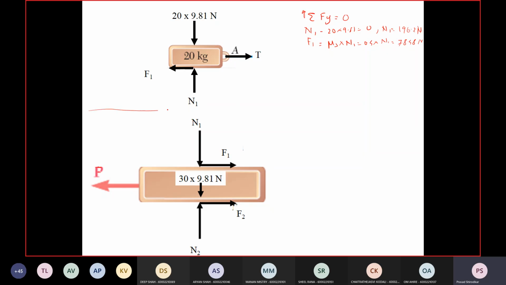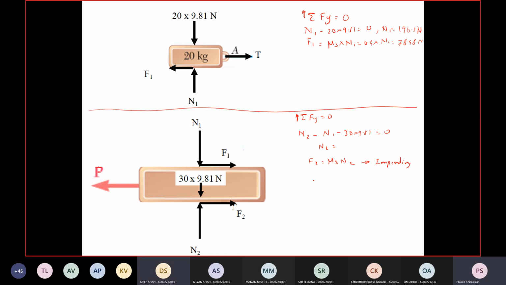Let's do it over here. Summation Fy equal to 0, upwards positive. So N2 minus N1 minus 30 into 9.81 is equal to 0. So that will give you N2, and F2 will be μs into N2, and this I am using because it is given that the motion is impending. Only then I can use this.